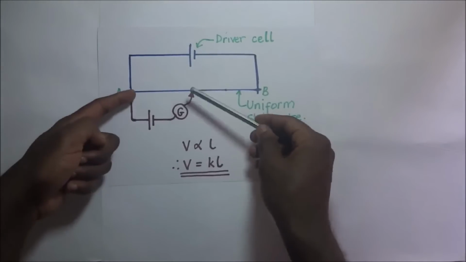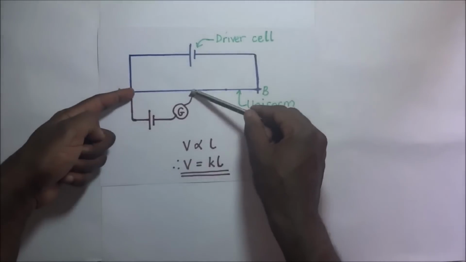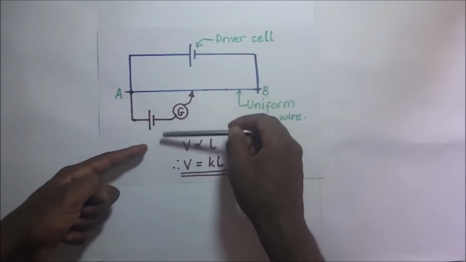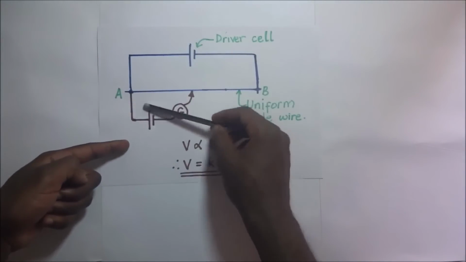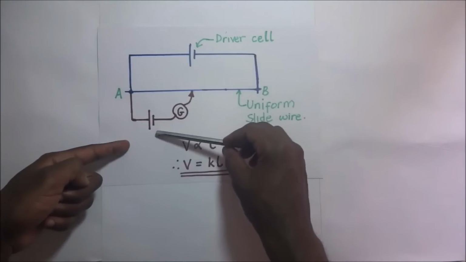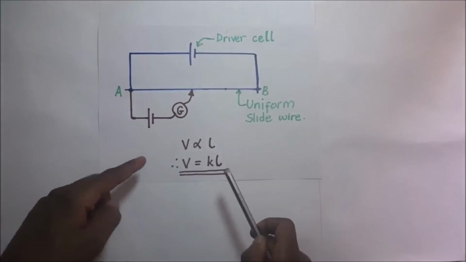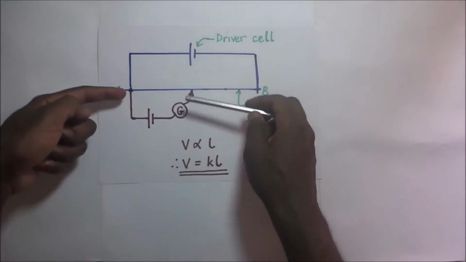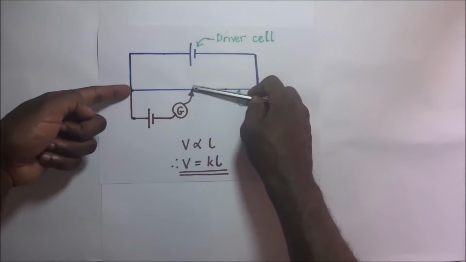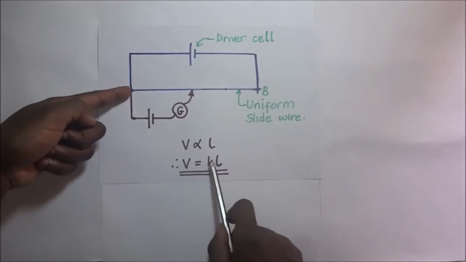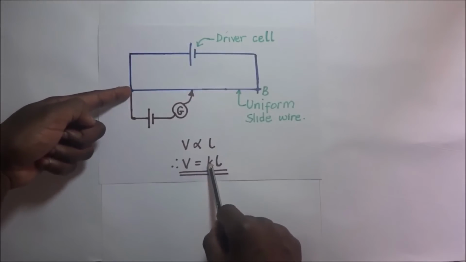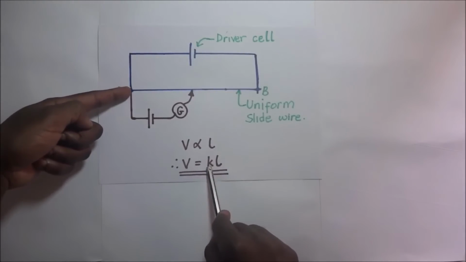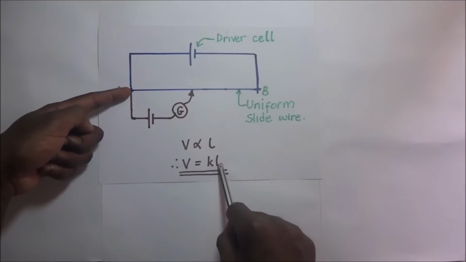Now, since the potential difference across the balance length is the same as the potential difference across the components in the secondary circuit at balance, and we know that the potential difference is directly proportional to the length, for us to get that potential difference value, we simply take the potential difference per unit length, or the PD per unit length, which we denote as K, times the balance length.